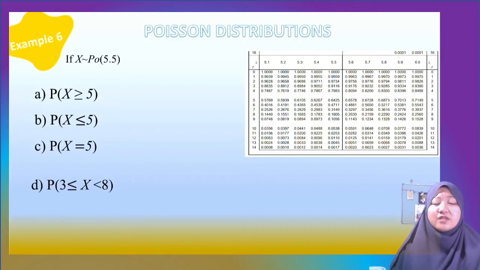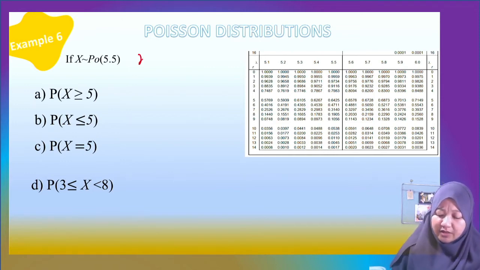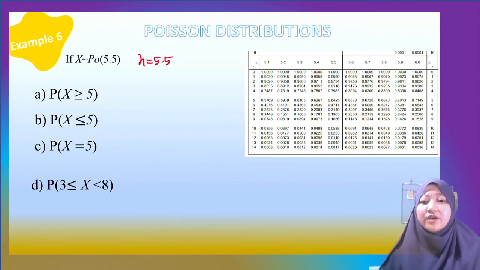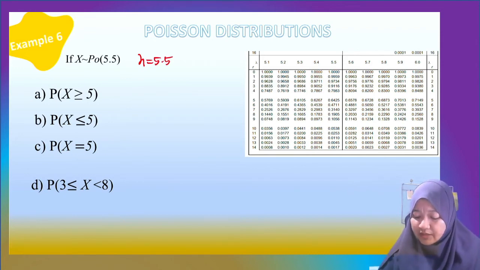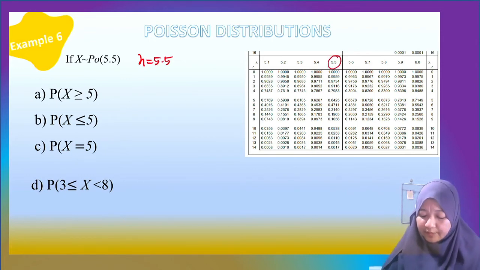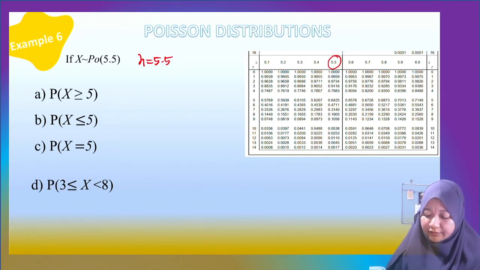Now look for example 6. If x distribute Poisson with lambda 5.5, okay, lambda is 5.5. So please refer to your table, find lambda 5.5 and find r equal to 5. Okay, the question is x greater than or equal to 5. So the answer is 0.6425.